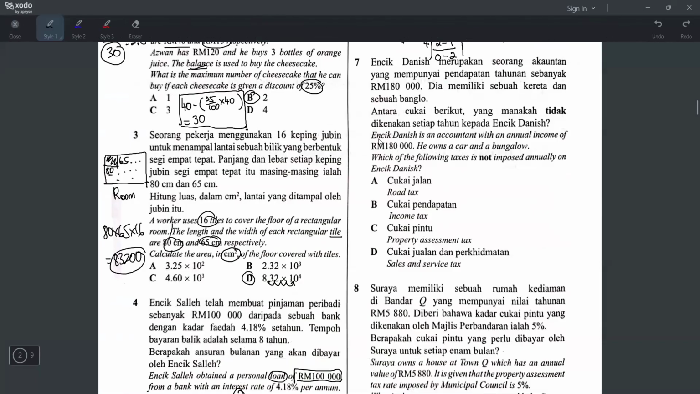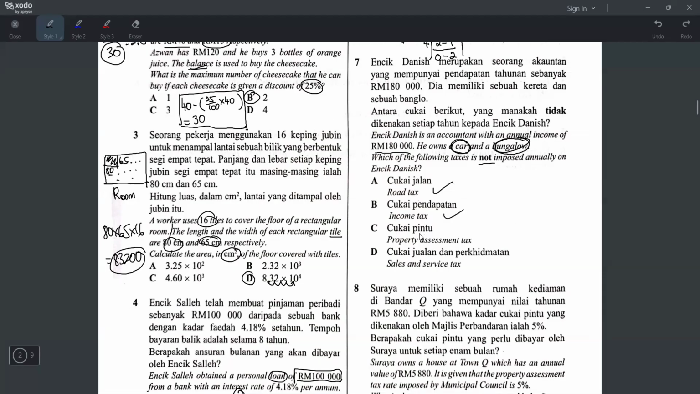Okay, number 7. Encik Danish is an accountant with an annual income of 180K. He owns a car and a bungalow. Which of the following taxes is not imposed annually on Encik Danish? So I think I have to refer to what you have here, car, bungalow. Which of the following is not imposed? So which tax does he not need to pay? Road tax, does he have to pay? Yes. If you have a car, you have to pay road tax. Income tax he also has to pay because he has income.